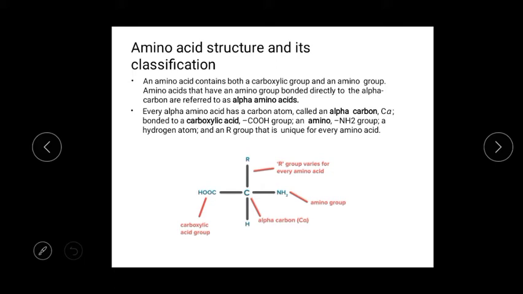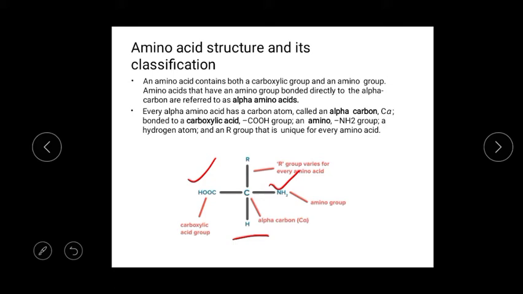Amino acids are very interesting compounds, having both an amino group and a carboxylic group. We know the amino group is a basic group and the carboxylic acid is an acidic group, so it can act as both acid and base. If the amino group is attached to the alpha carbon, then we call it an alpha amino acid. Here you can see the picture of alpha amino acids.